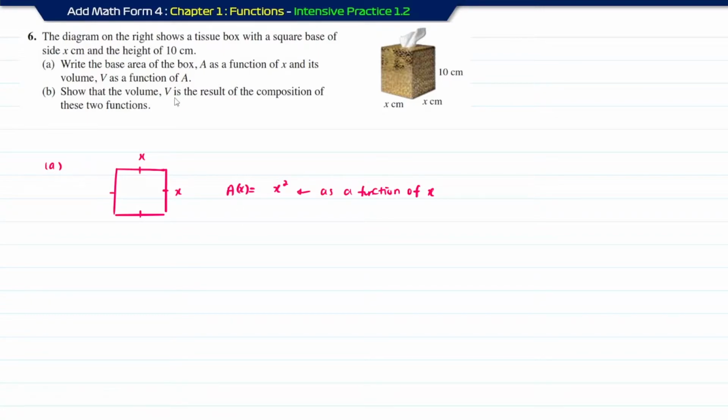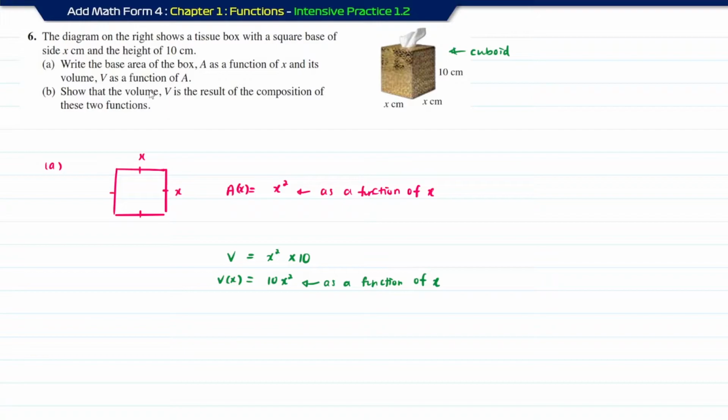For the volume, the box is in the shape of a cuboid. To find the volume, we multiply x with x, which is the base area, and then multiply by the height. So x squared multiplied by 10 is equal to 10x squared. In this case, our volume will have x as our object. So V maps x to 10x squared.